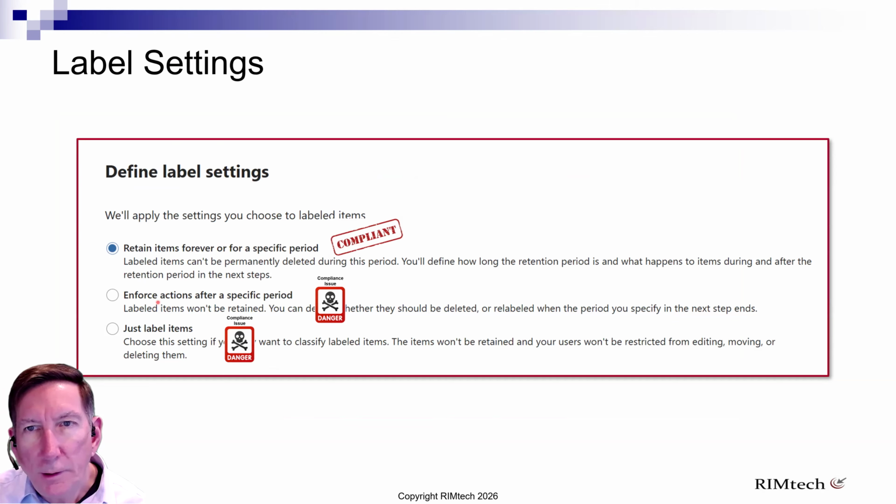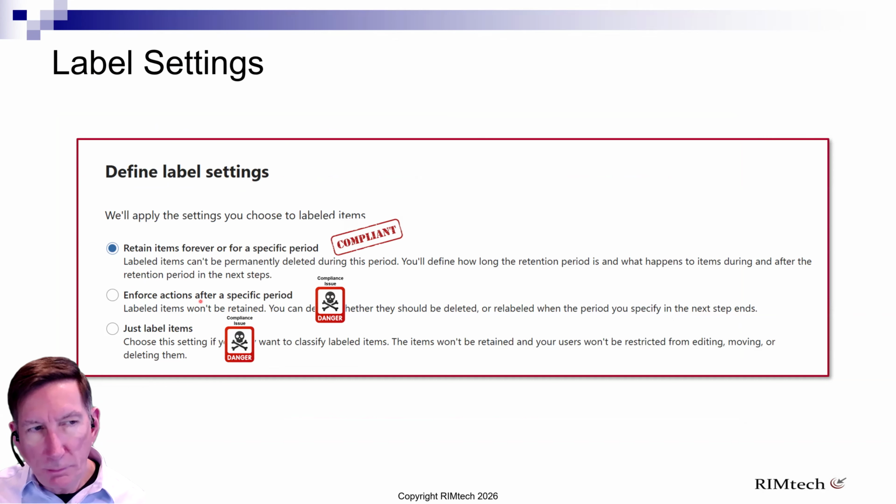Okay, now the label settings. What I'm doing with these screens is walking you through the on-screen wizard that you have to fill in order to create your label. We're going step by step. Here's the first step, which is your label settings. You have three choices. Two of them, don't go there. Enforce actions after a specific period. No, no, no, no, no.